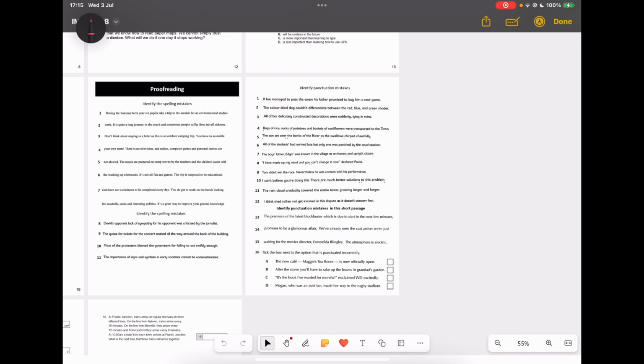So, if Joe managed to pass the exam, his father promised to buy him a new game. So, if Joe managed to pass the exam, comma, because you're separating the clauses. His father promised to buy him a new game. Okay, 2. The colourblind dog couldn't differentiate between the red and blue and green shades. So the hyphen in between colour and blind is okay. So it's not that.